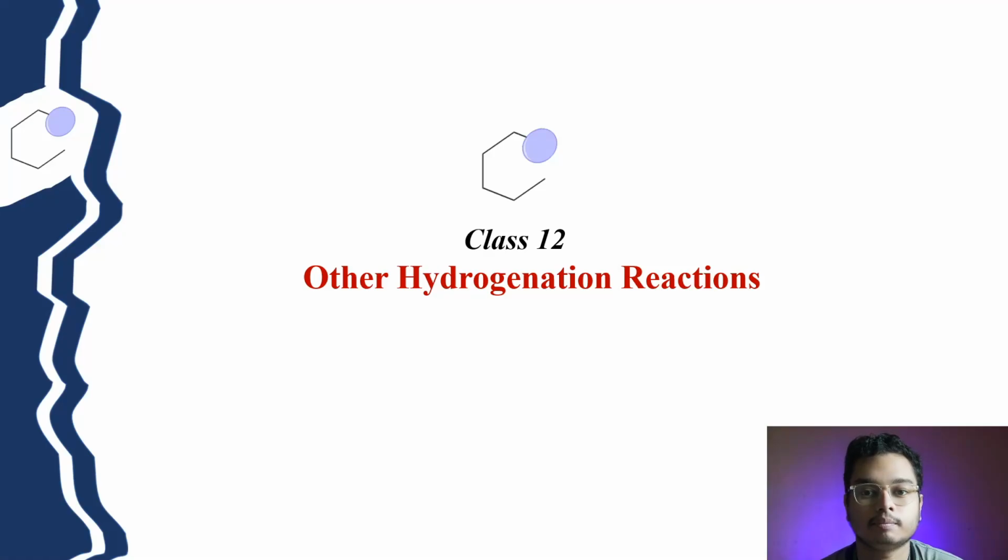So hello everyone, welcome back to another lecture series of our Reagent Chemistry course, and this is class 12. In our previous lectures we discussed homogeneous hydrogenation and heterogeneous hydrogenation. Here we are talking about other hydrogenation reactions, especially some name reactions such as the Rosenmund reaction, Lindlar catalyst, and also Raney nickel based reduction. So let us begin with our Rosenmund reaction.